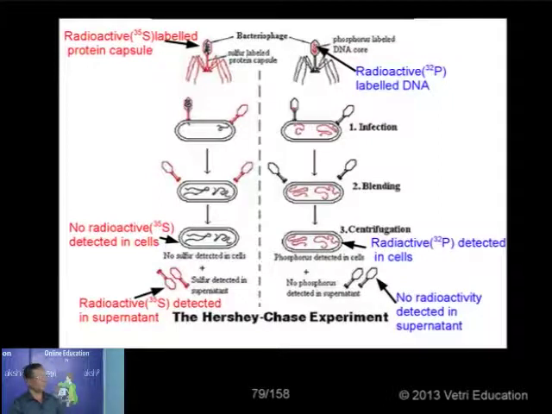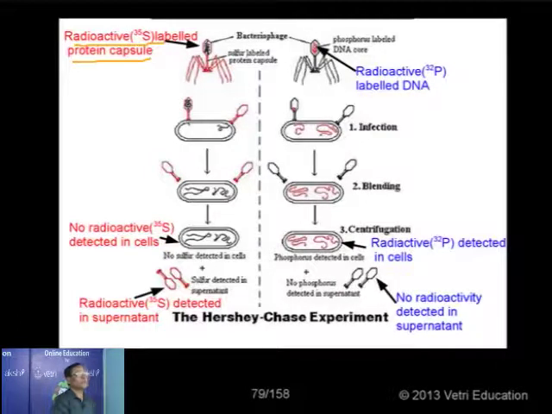Now here is the diagrammatic illustration. On the left side, the virus was grown in a medium having radioactive sulfur. That is the radioactive sulfur-laden protein capsule, because the sulfur is incorporated only in the protein coat and not in the DNA. In another medium, we grew viruses with radioactive phosphorus, so that this virus contains the DNA with radioactive phosphorus, because phosphorus is found only in the DNA and not in the protein coat.